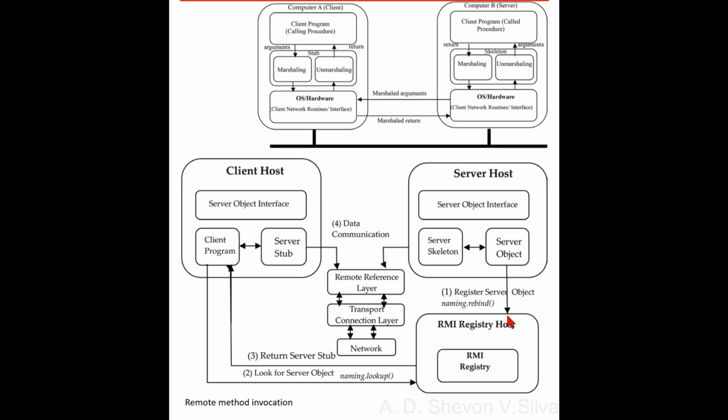Here you can see server object is connected to RMI registry host, and client program is connected to RMI registry host. RMI registry host is connected to client program via return service stub, and client program interacts with service stub. Service stub is connected to remote reference layer. Remote reference layer interacts with transport connection layer. Transport connection layer interacts with network layer, and network layer interacts with transport connection layer. Transport connection layer interacts with remote reference layer, and server host is connected to remote reference layer. Service skeleton interacts with the server object, and server object is connected to the RMI registry host.